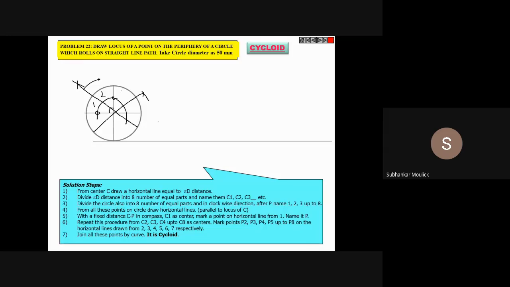1, 2, 3, 4, 5, 6, 7, 8. Is it okay? Okay, fine. So likewise, you will divide your circle into 8 equal parts and then mark the points in clockwise direction, because the circle is rotating clockwise, so the naming will be clockwise. P1, 2, 3, 4, 5, 6, 7, P8.